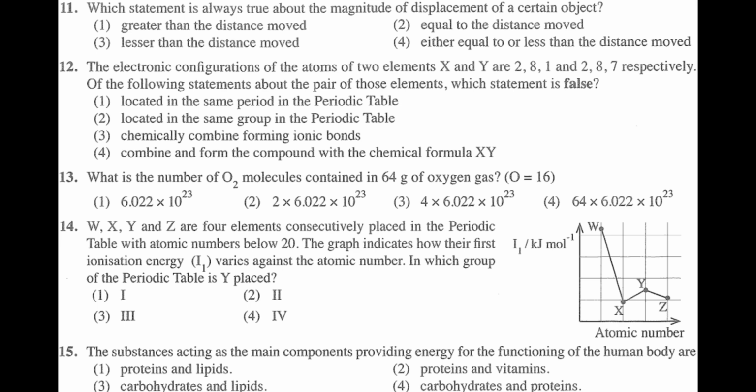So the 11th question: which statement is always true about the magnitude of displacement of a certain object? The magnitude means the amount, how big it is, right? So displacement is the shortest distance between two positions in space. When we're talking about the shortest distance between 2 points, it's always a straight line.